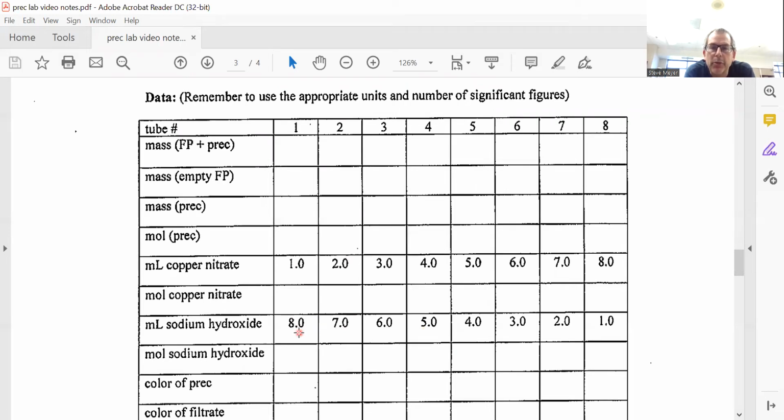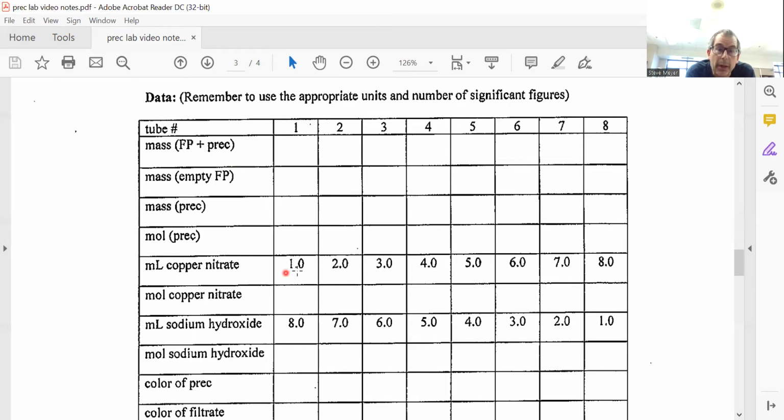And what we want to do is figure out how much precipitate we have. So we're going to filter the precipitate onto a filter paper. We'll let it dry overnight, or actually over spring break. And then when we come back, we'll be able to weigh the filter paper and the precipitate, subtract out the weight of the empty filter paper, figure out the mass of the precipitate and moles of precipitate. So these calculations we will not be able to do till after break.